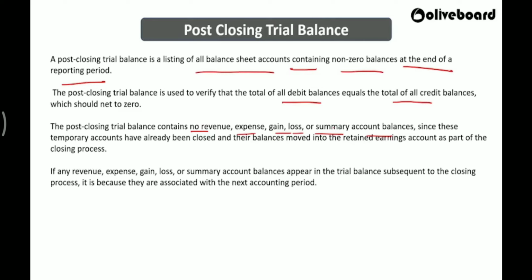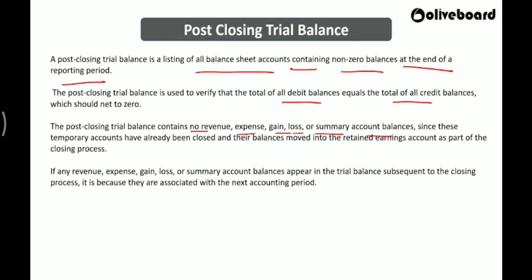If at all you find any revenue items, or any nominal accounts appearing in your post-closing trial balance, then it may be related to your next accounting period, which means you may have paid in advance. You may have rent paid in advance, salary paid in advance. It will still appear in your trial balance. Why? Because that relates to the next period. So that is the reason it appears in your post-closing trial balance.